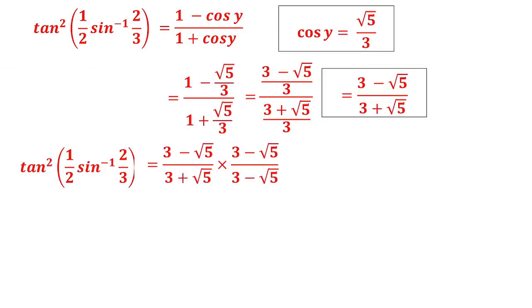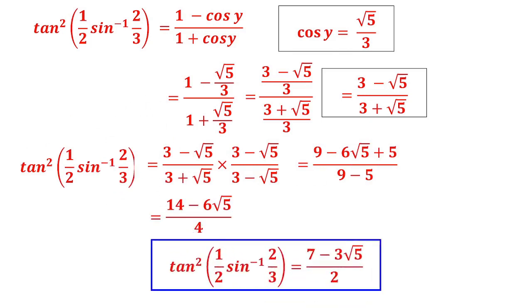Here itself you can leave it. 3 minus root 5 by 3 plus root 5 you can leave it. But I have rationalized it and I found the value so that I can give the final answer as 7 minus 3 root 5 by root 2.